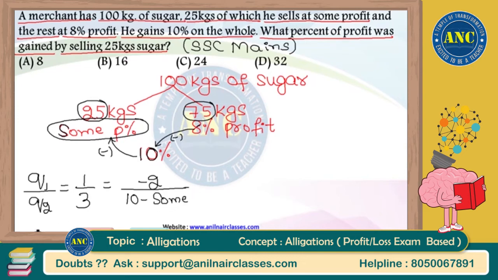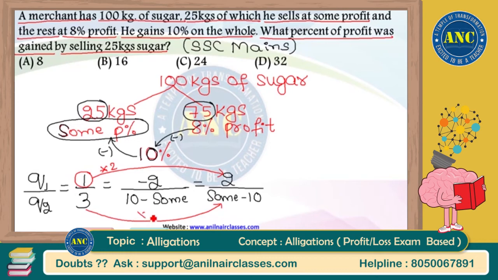Now think a little logically. Can I write this minus 2 by 10 minus something as also equal to 2 divided by something minus 10? If I take the negative common factor in both cases, according to the ratio the numerator is 1, but here the numerator is 2. 1 is becoming 2, multiply by 2. 3 also multiply by 2, 3 into 2 should be 6. That means the denominator should be 6.